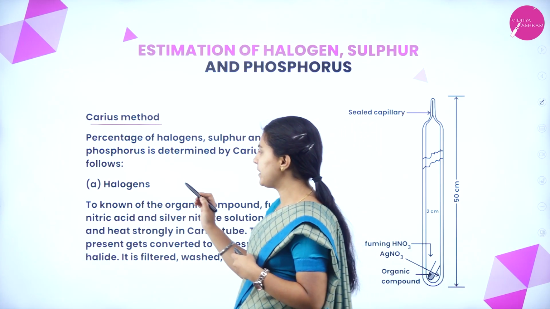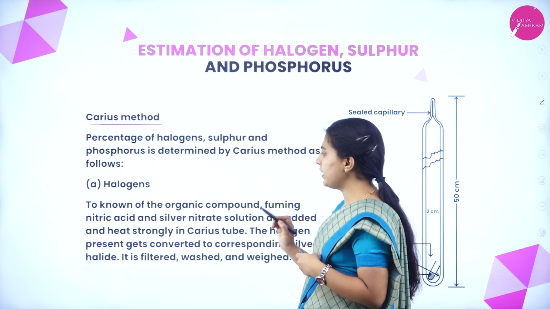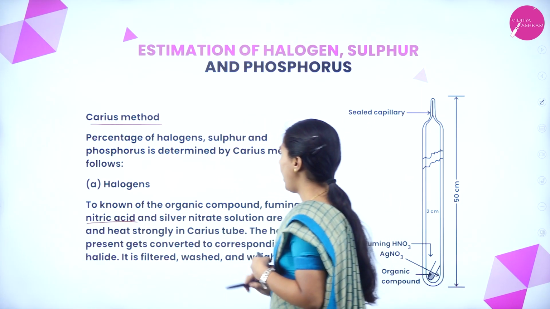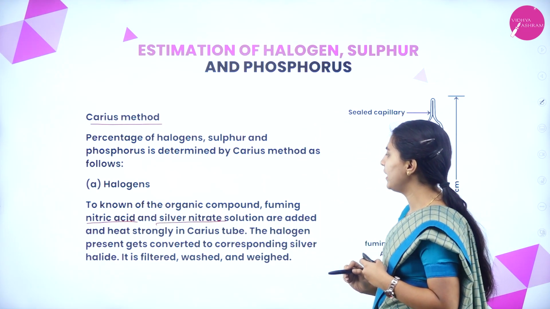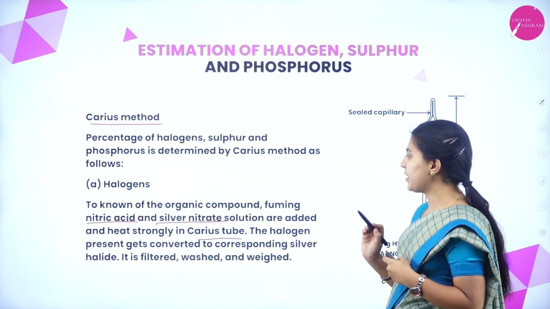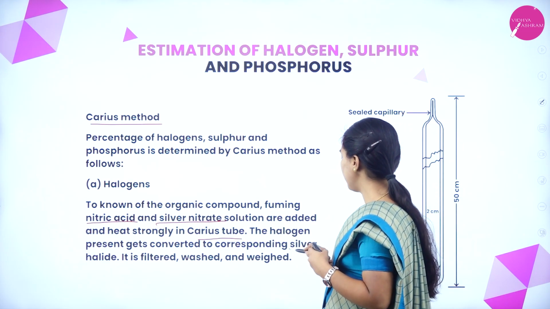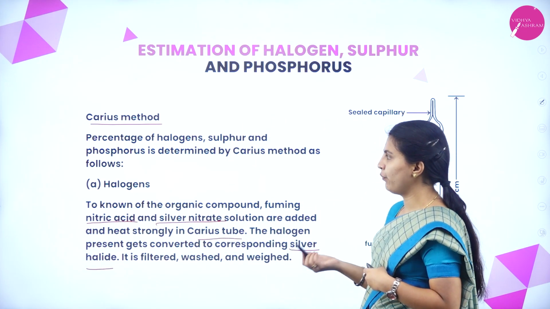In that, first we will see halogens. A known mass of the organic compound, fuming nitric acid and silver nitrate solution are added and strongly heated in a Carius tube. The halogen present gets converted into the corresponding silver halide. It is filtered, washed and weighed.